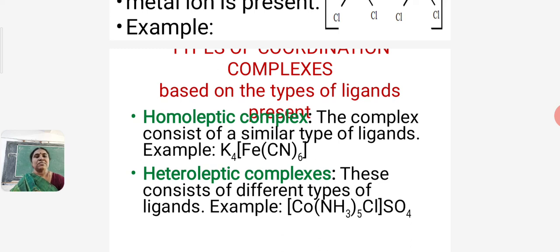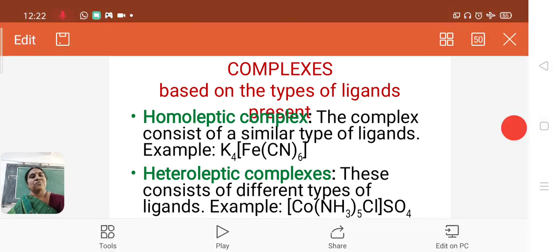If you observe this complex of Co(NH3)5 Cl SO4, you can see there are two types of ligands. Ammonia and chloride ions are the two types of ligands present. So the complexes in which different types of ligands are present are called heteroleptic complexes. Hetero means different. So because different types of ligands are present in this complex, it is called a heteroleptic complex. With this, we have learned almost the most important terms we come across in coordination compounds.